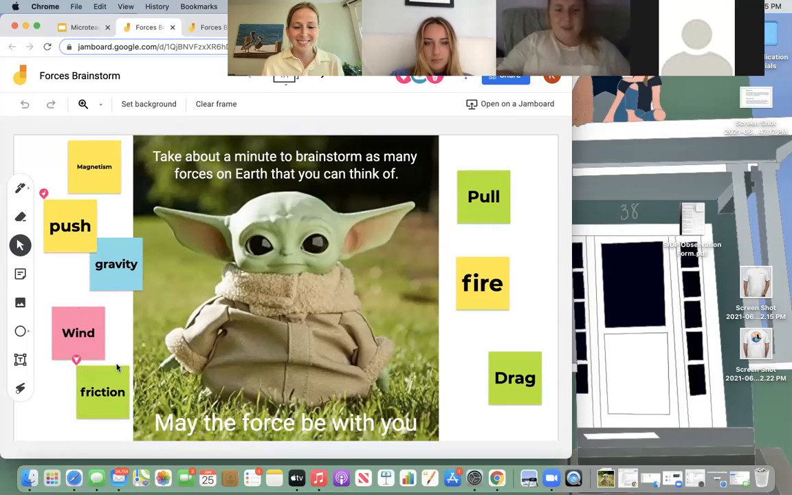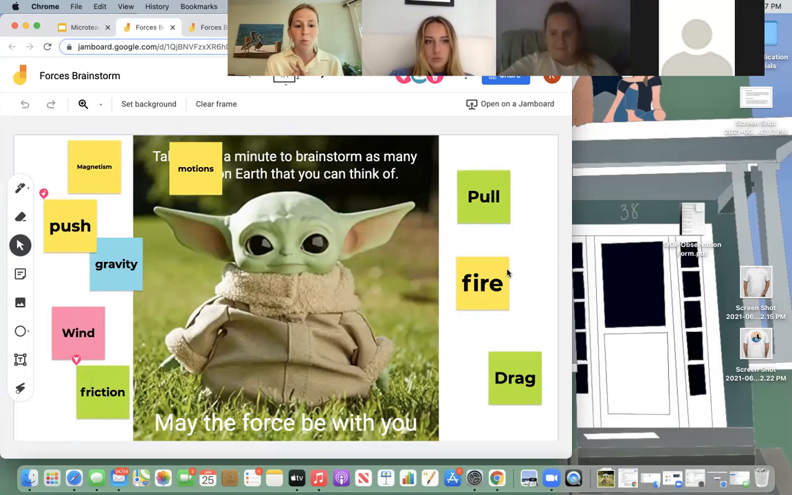Is fire a force? So fire and wind are not exactly forces. Wind in particular, though, can cause things to kind of blow over. It can kind of cause a push or pull effect, but in itself, wind and fire are classified as elements. They're not necessarily forces. But the rest of these are really great.